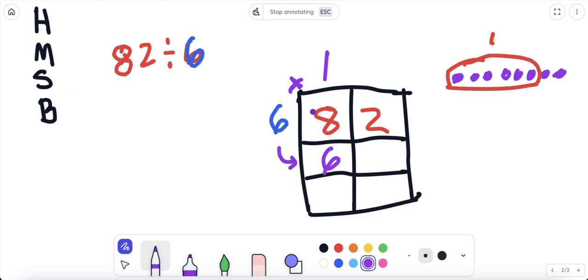Now we're going to subtract. We are going to subtract the 6 from the 8, and these are the only two numbers that we are going to look at. Of course, don't forget your minus sign and your equal sign. So 8 minus 6 equals 2. Now we're done subtracting.